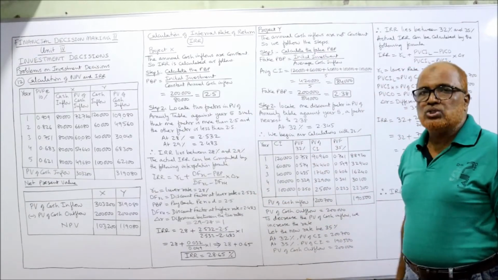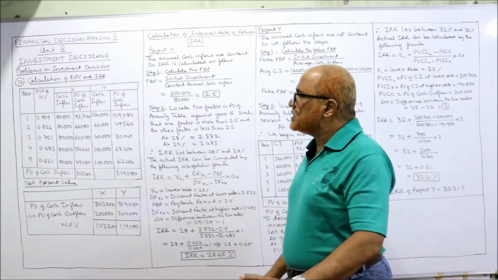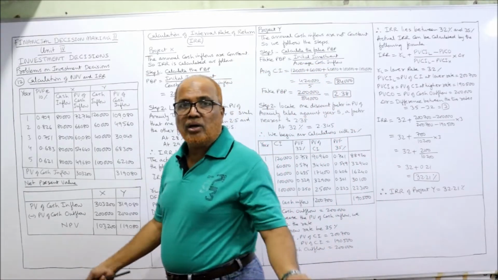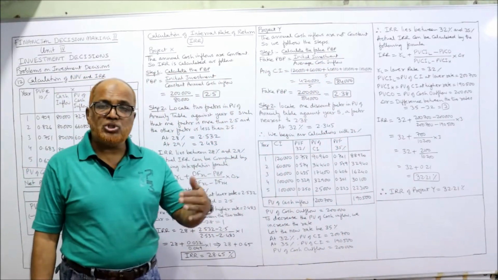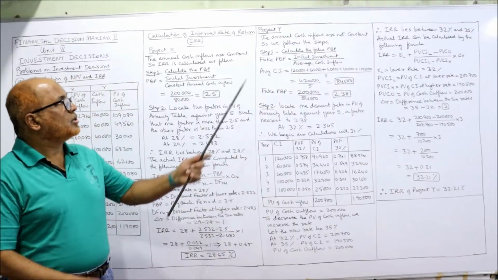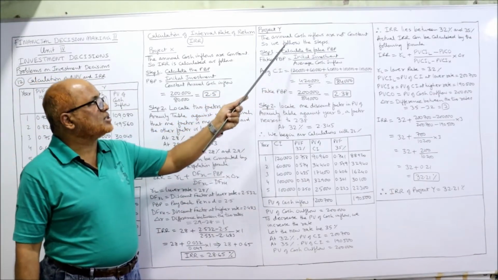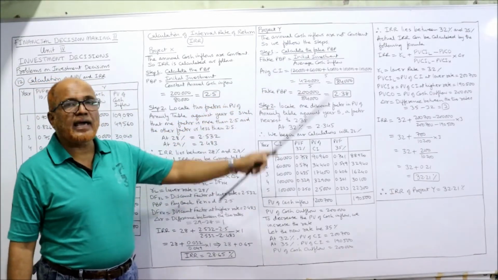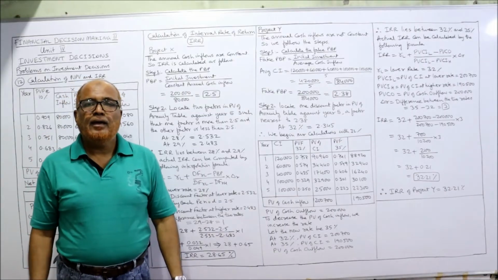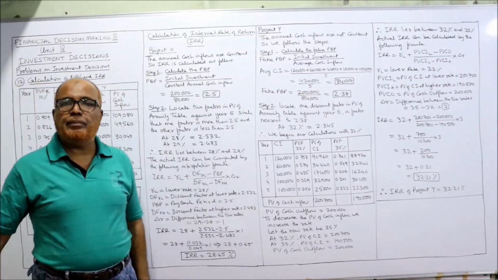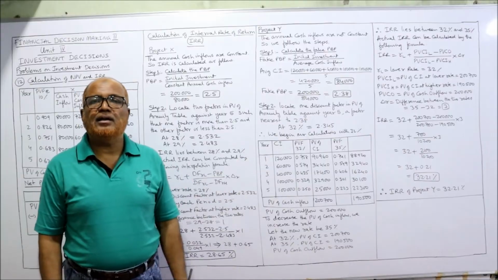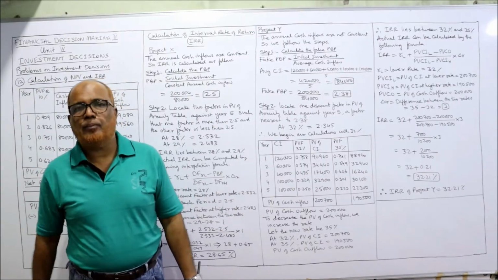Now I am coming to project Y. In project Y, the annual cash inflows are not constant, so the procedure will change. We follow the following steps. Step 1, calculate the fake PBP. Here we have calculated the actual PBP, but here we calculate the imaginary PBP, the fake PBP.